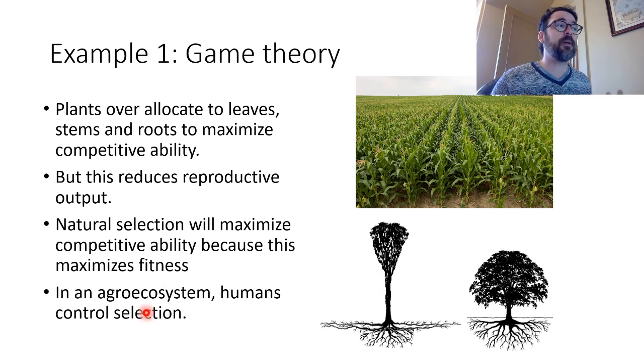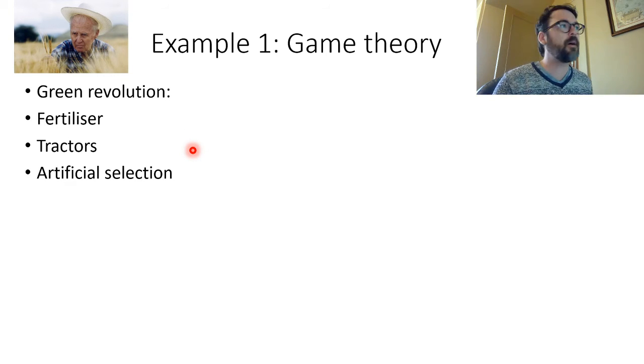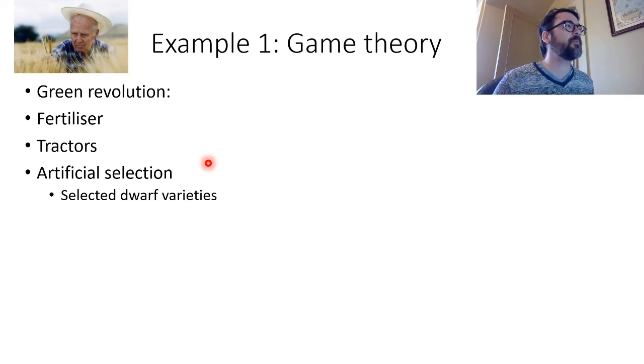But in an agroecosystem, we control the selection. We can say, you know what, this would make sense in a forest, but it doesn't make sense in our agroecosystem. So stop it. Right, and in many ways, the Green Revolution accidentally was about these above ground games, right? And so it was about fertilizer and tractors coming on board and artificial selection. And so what they did was they started selecting for dwarf varieties of various crops.